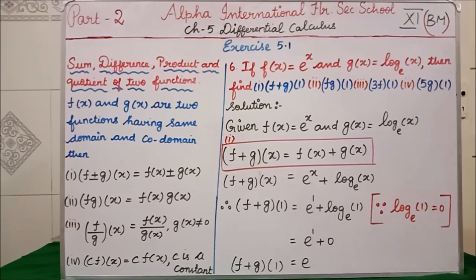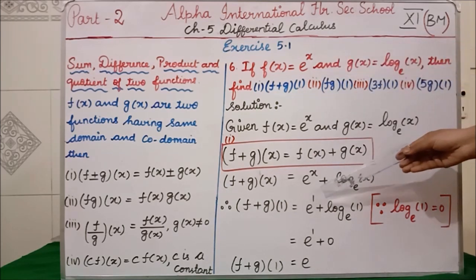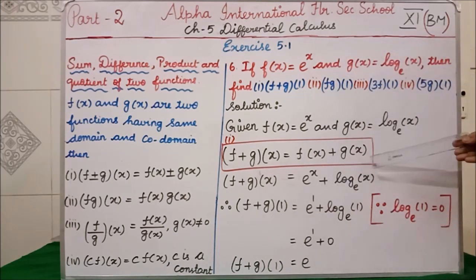Students, what is the first subdivision? f plus g of 1. Which rule will it come under? It will come under the first rule. f plus g of x is equal to f of x plus g of x. The f of x value we know. What is that? e power x. So substitute here. Plus the g of x value is log e x. Right.